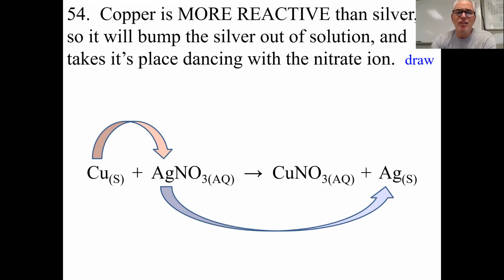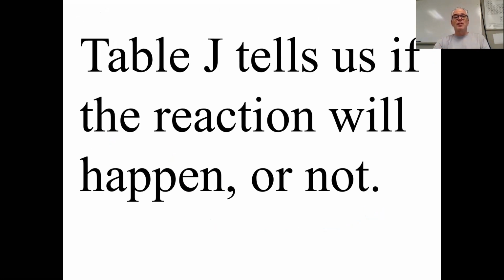It says, get out of here. You get out of the way. I'm going to dance. You go home. And the silver turns into atoms, and silver atoms can't dissolve in water. They fall out as a precipitate. And so when you put copper metal into silver nitrate solution, the copper dissolves instantly, and the silver falls out of solution. Single replacement reaction. One thing replaces the other. In this case, copper replaces silver.